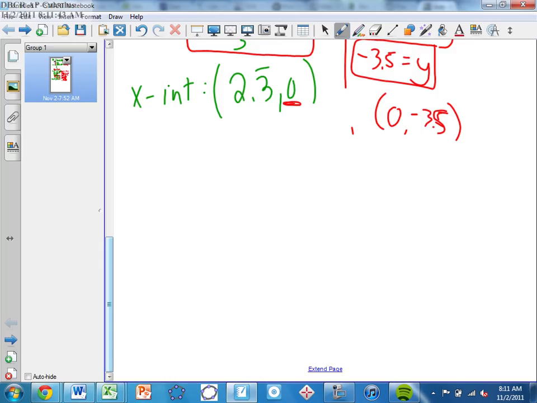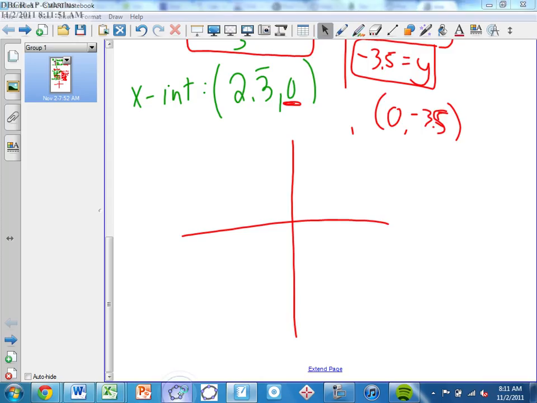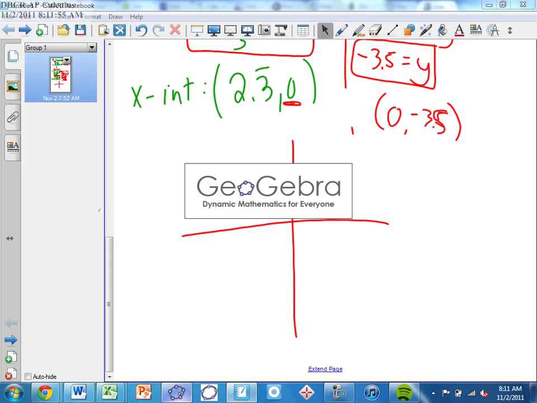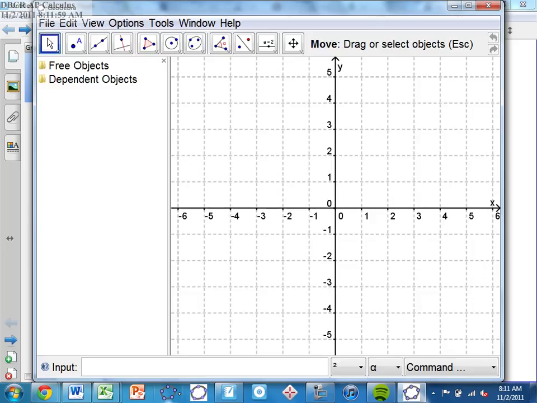So for this one, you know what? Let's use GeoGebra for this one so we can see the exact value. So we're going to have 2.3 repeating and negative 3.5. So we're going to graph our x-intercept, we're going to graph our y-intercept, and then I'm going to use the program to show us what the slope form will look like. And it's going to be the exact same answer here.